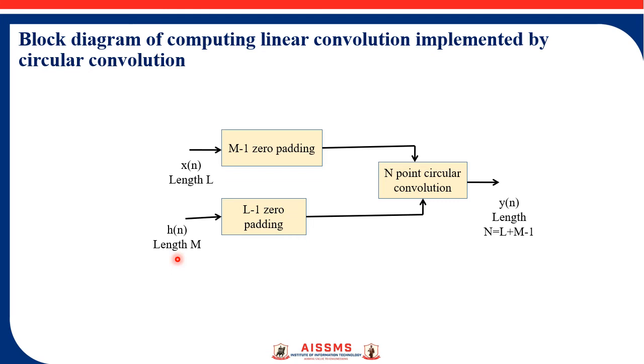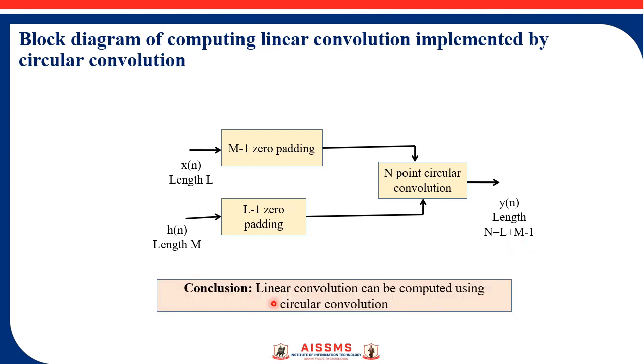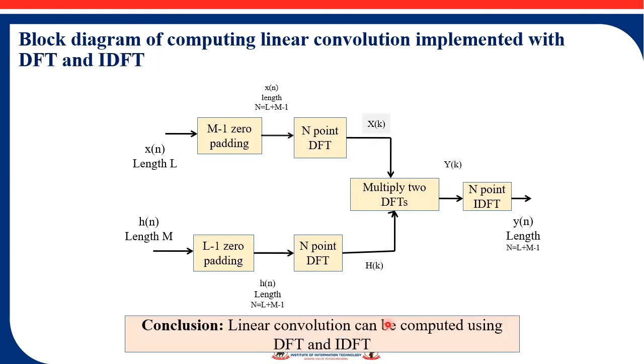Now how to make the lengths equal? For that purpose, x(n) is appended with M minus 1 zeros and h(n) is appended with L minus 1 zeros, so that both the sequences will have the length L plus M minus 1. Then take the circular convolution between these two sequences so that you will get y(n), which also has the length L plus M minus 1. Conclusion is linear convolution can be computed using circular convolution.